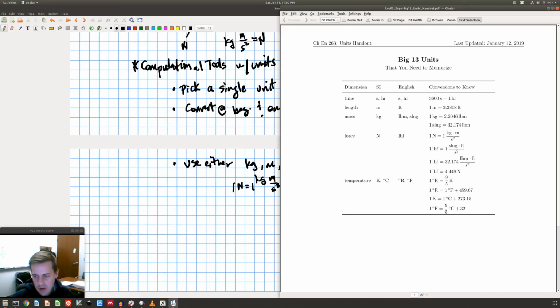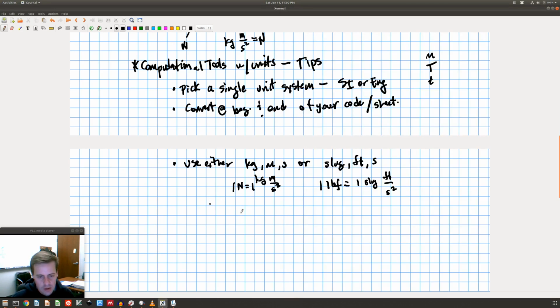But if I use pounds mass instead of slugs, I have to do this 32.17 conversion all over the place, and that's really a pain. That will break the rule of converting at the beginning and end of your code. So at the beginning, convert to slugs, and if at the end you need to know something in pounds mass, just do that 32 conversion at the very end.